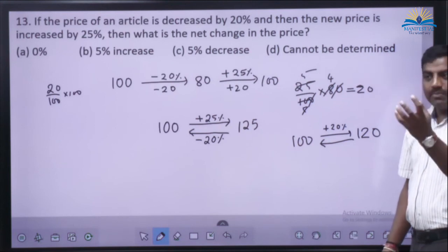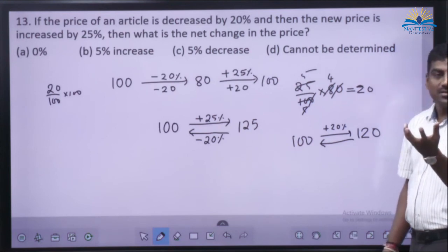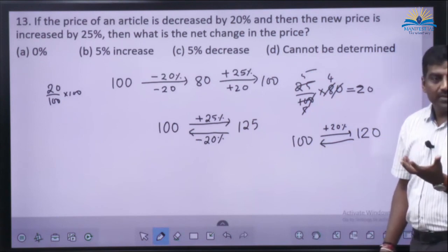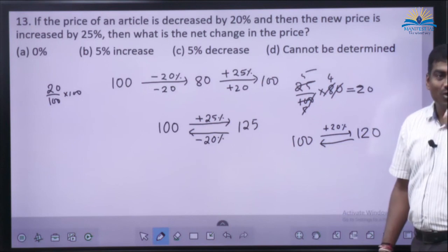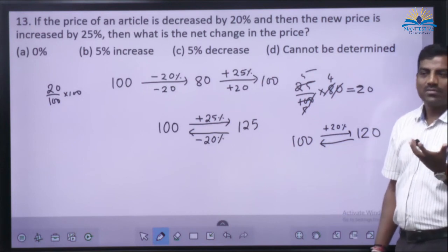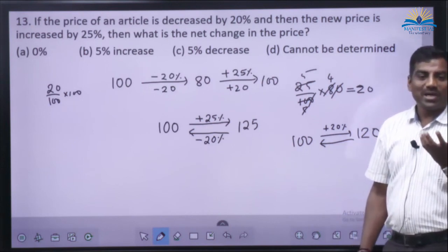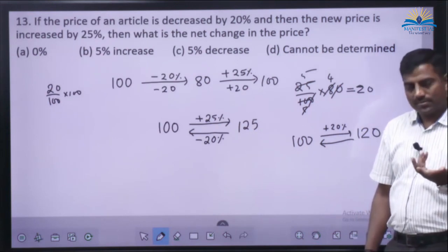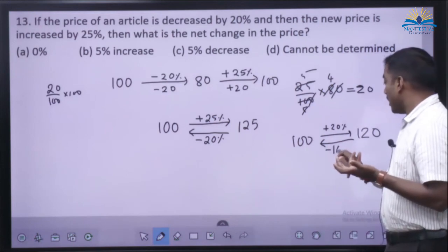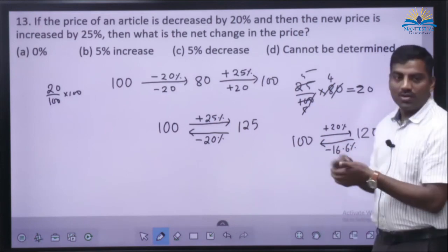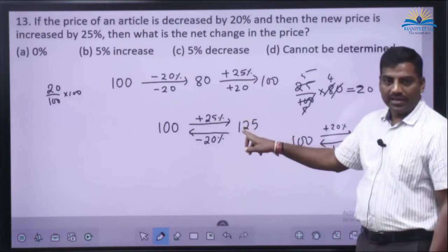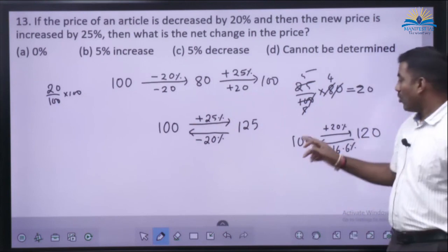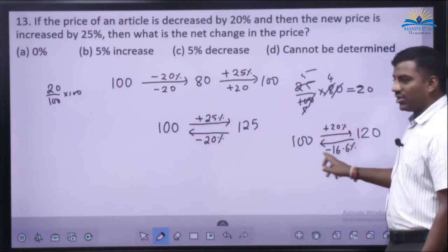20 on the base of what you are reducing? 20 is being reduced from what? 120. So 20 is what part of 120? 1/6, no? So please be careful. Whatever the percentage that you apply here, in the reverse, that is not the same.